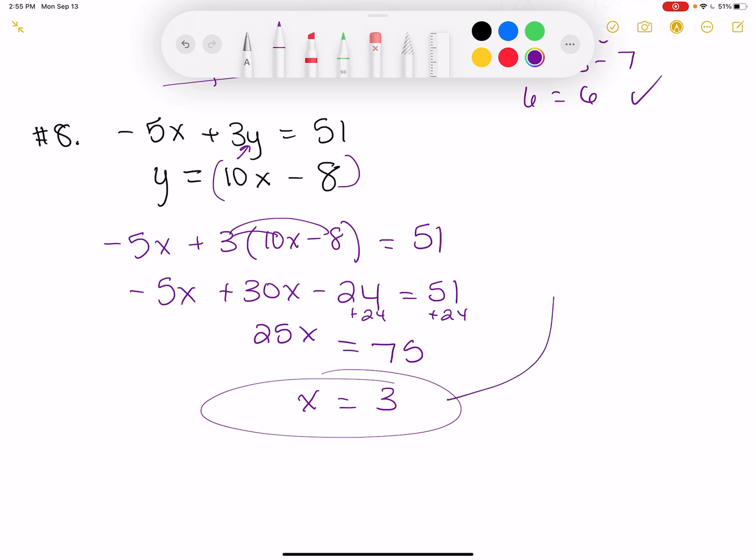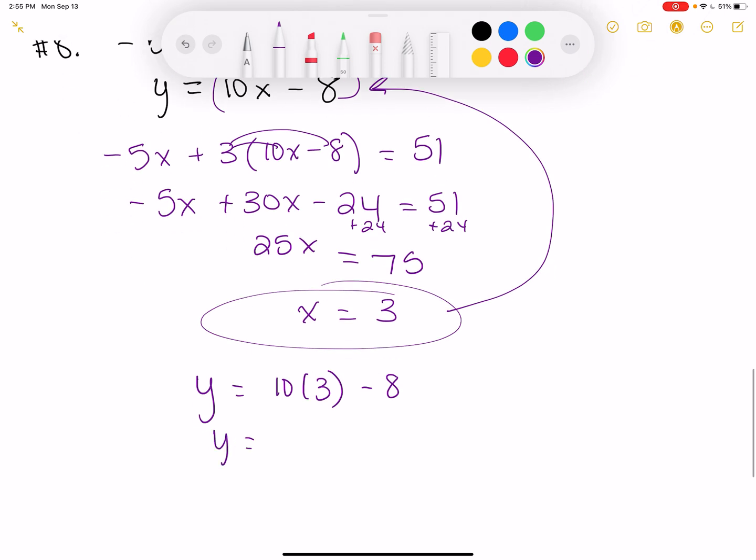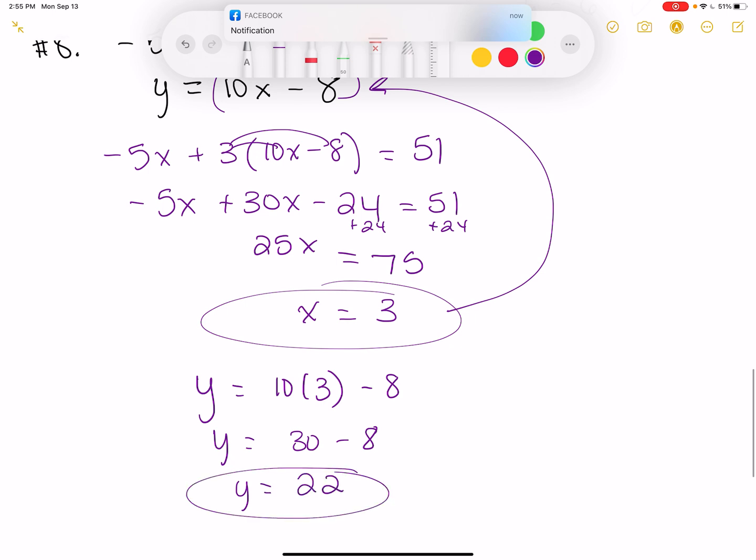So now I'm taking this and plugging it back in here, so that I can get the value for y. So y is equal to 10 times 3 minus 8. So y is equal to 30 minus 8, which is 22. So my ordered pair is 3, 22.